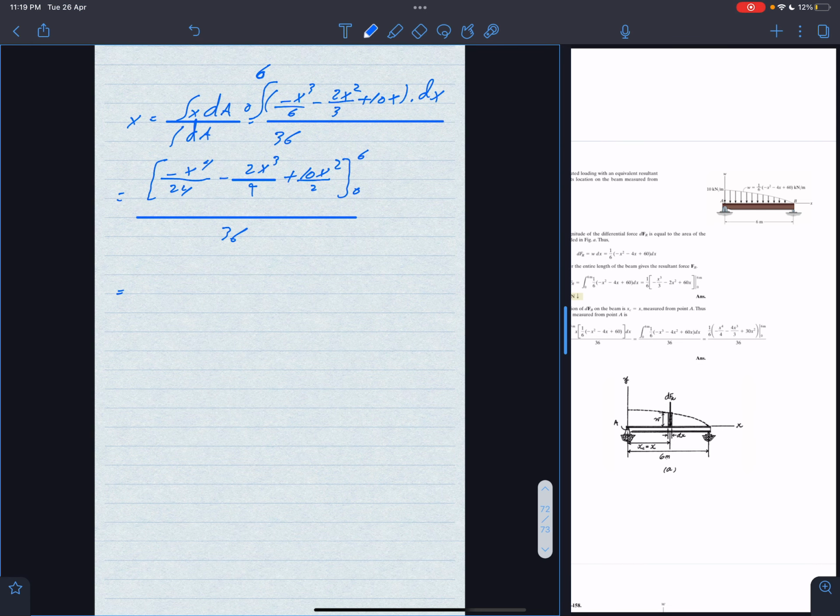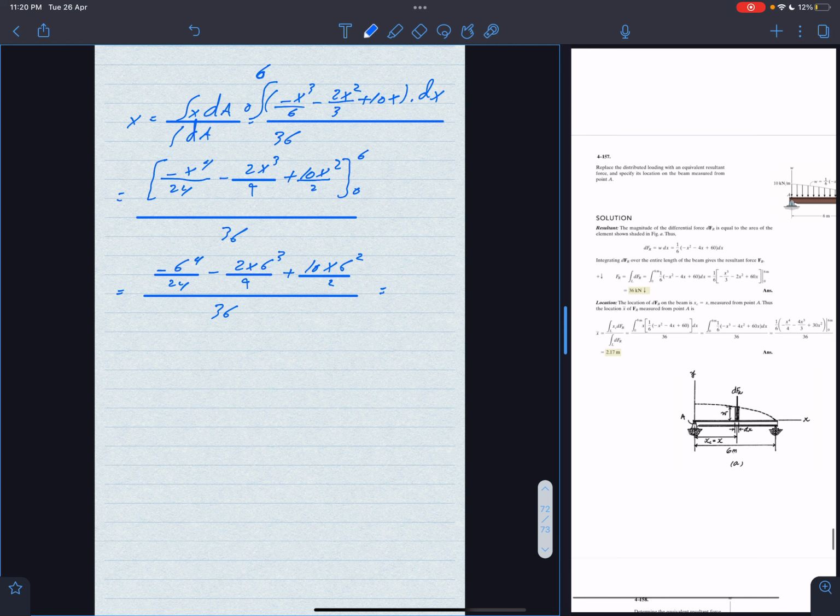So it equals negative 6 to the 4 over 24, minus 2 times 6 cubed over 9, plus 10 times 6 squared over 2. All of this divided by 36. So we should get 2.1667.